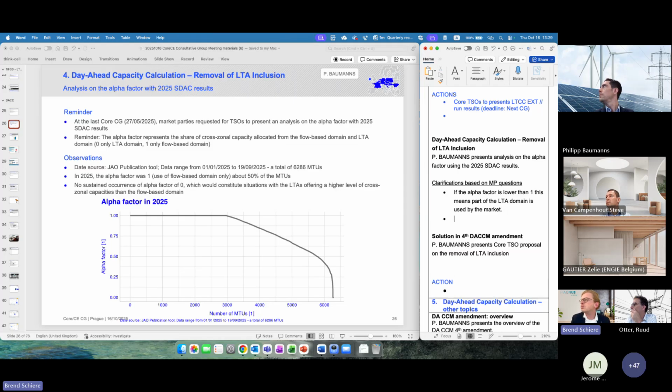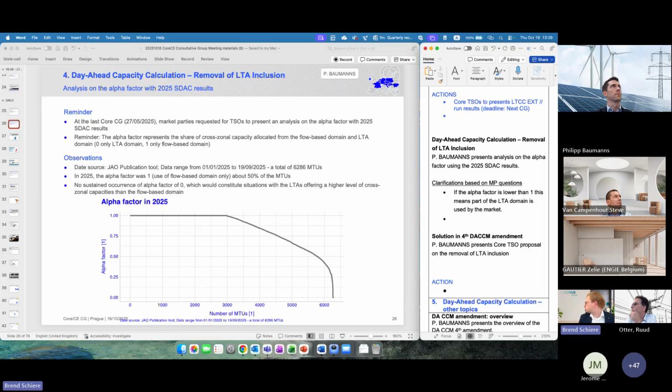Yeah, I think it's the opposite conclusion. It means that in half of the time the market needs that. It uses the LTA, right? Probably way more than that. Okay, but that's a fair input.